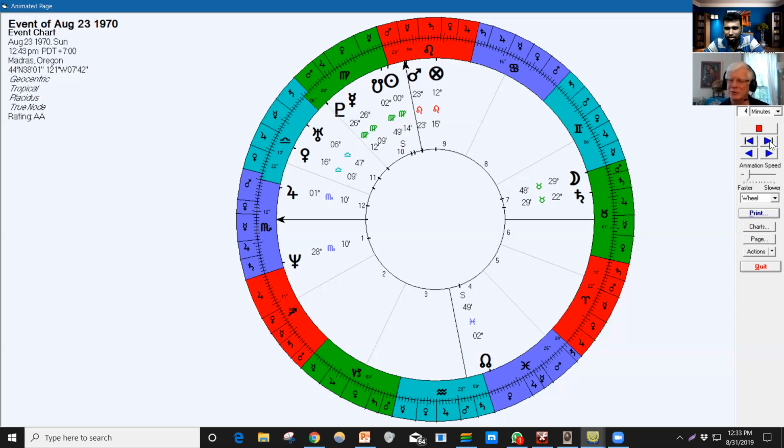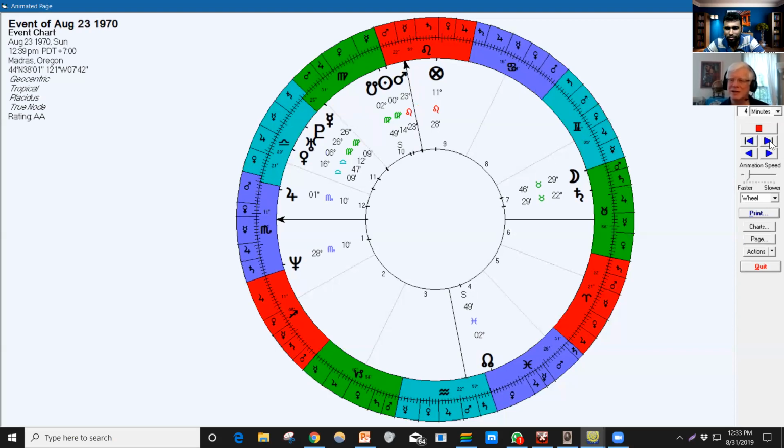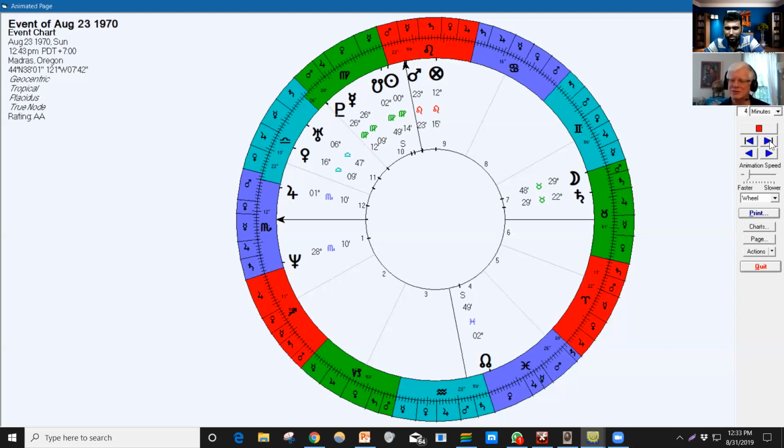Okay? Let me repeat that. Age 9, age 10. So here in primary direction language, Mars is on the midheaven about age 10, crosses the midheaven about age 10, and this is exactly when he began his acting career.